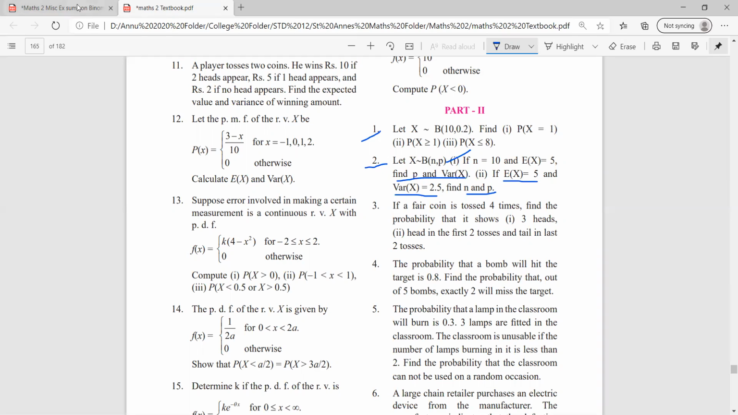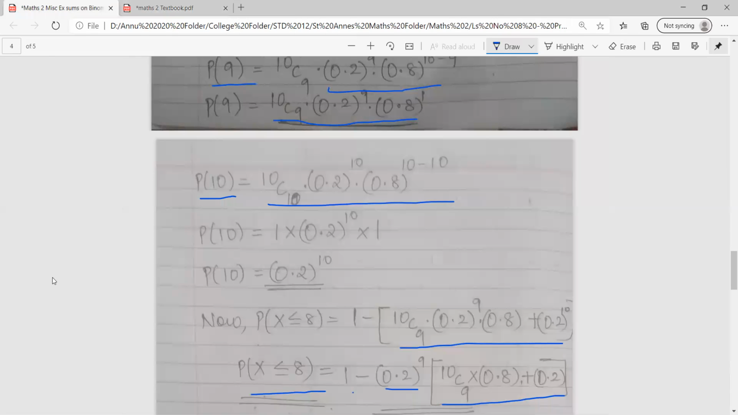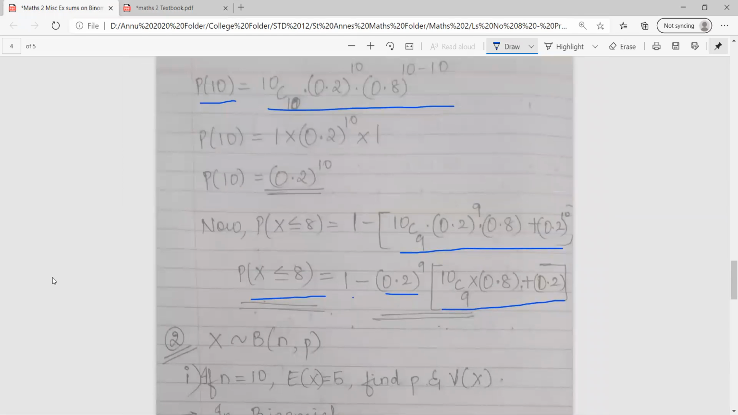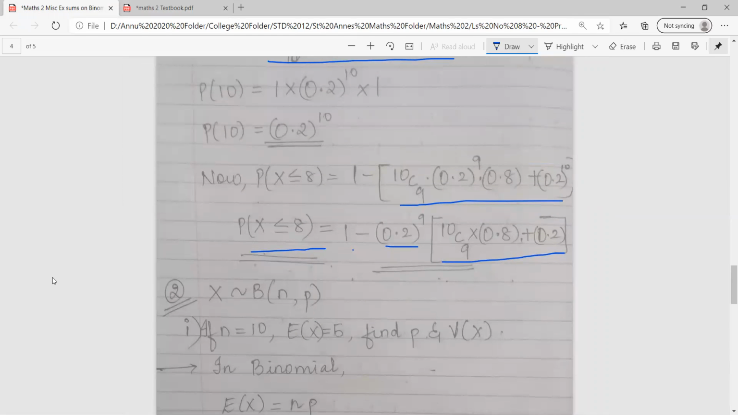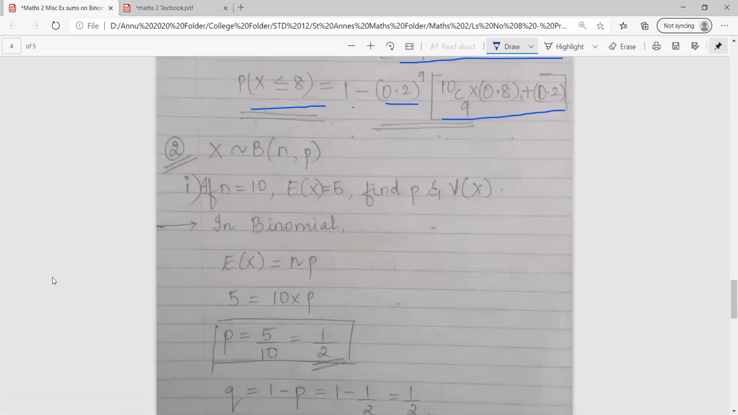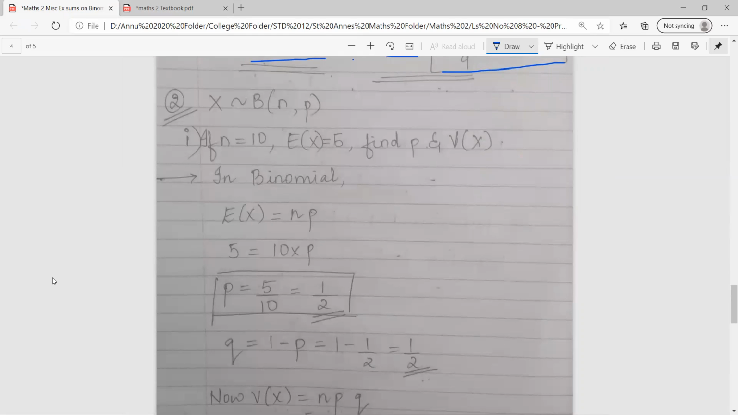Such kind of sums we had already done in our exercise. So let's see if you'll remember or not. So class, in binomial, can you tell me what was the formula of E of X? Correct. It was n into p. And V of X, n into p into q. So please class, revise the formulas every day. X belongs to binomial n comma p.